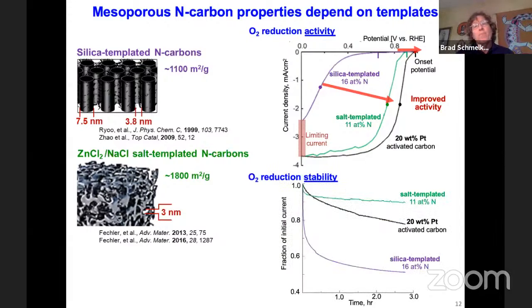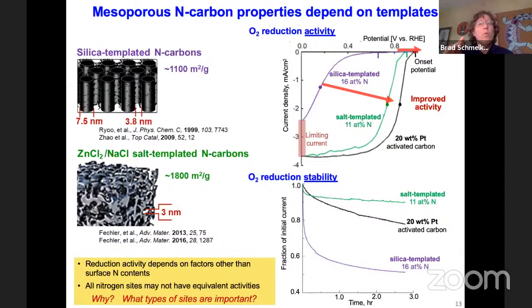And so if we look at another desirable property, we have the stability of these materials. After running this for several hours, the salt-templated one maintains up to about 90% of its original performance, compared to 78% for the activated carbon and 51% for the silica. So the salt-templated one has not only nice activity, but also superior stability for long-term performance, at least for moderate-term performance over many cycles.